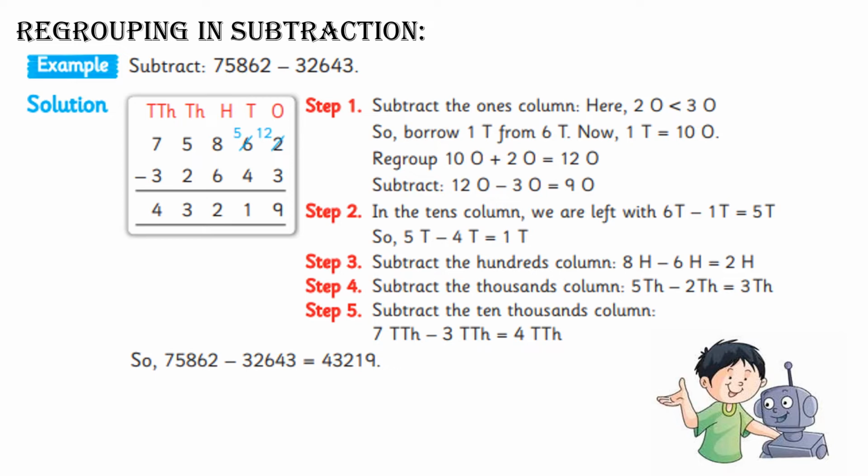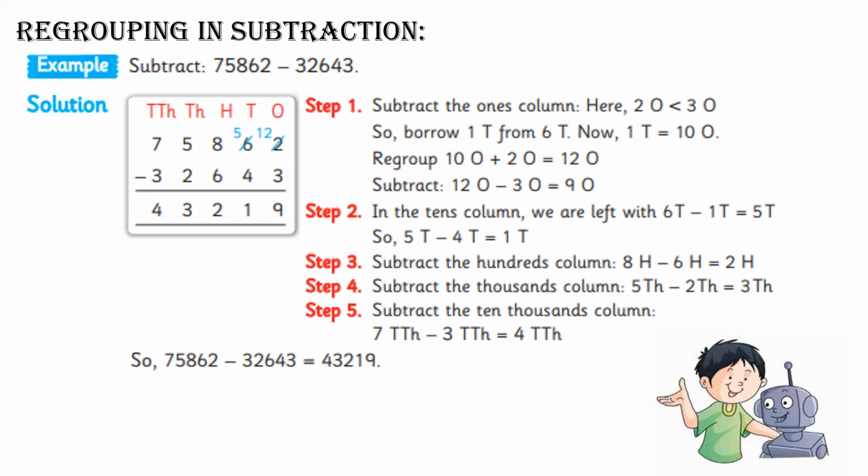Let's subtract 32,643 from 75,862. So first things first, write the place values and the numbers below them. Now start subtracting from the ones place.